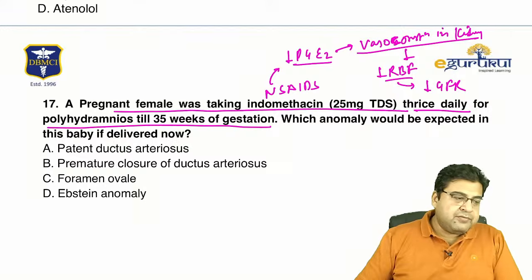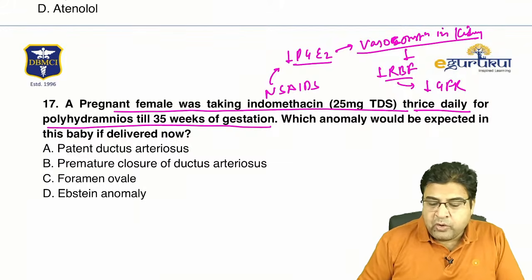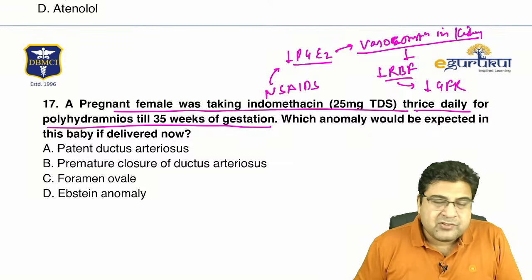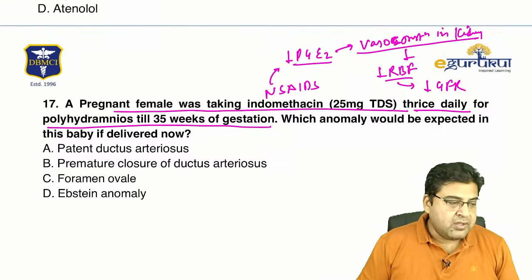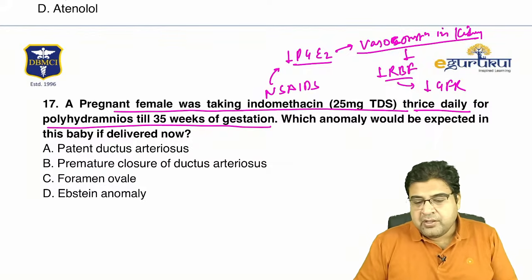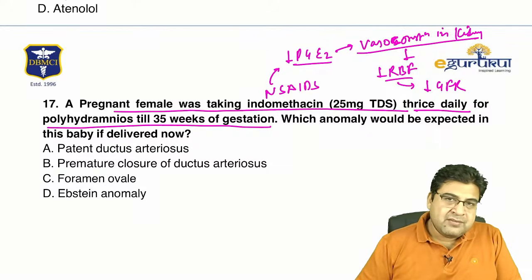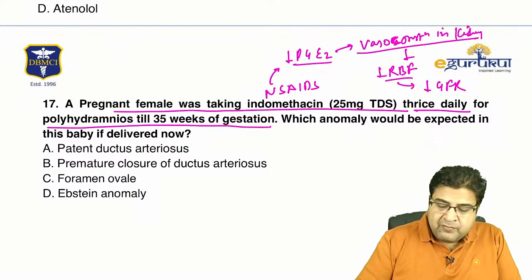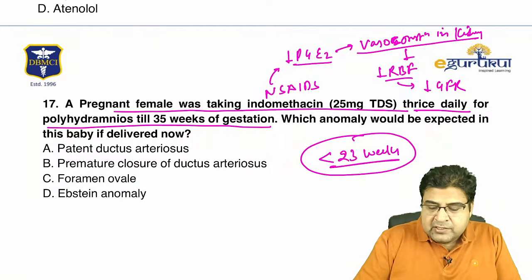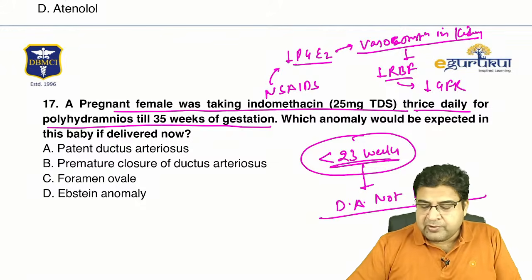So guys, if the mother is having polyhydramnios, you want that the fetus should not pass urine in the womb. You can give indomethacin for that, but this medicine should be given at less than 23 weeks of pregnancy. Before 23 weeks, the ductus arteriosus is not developed.